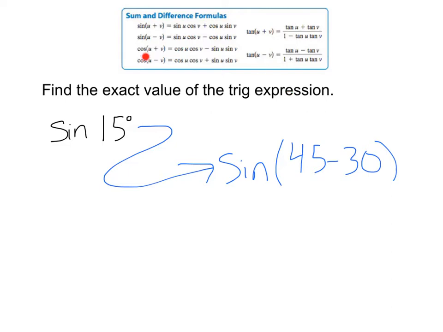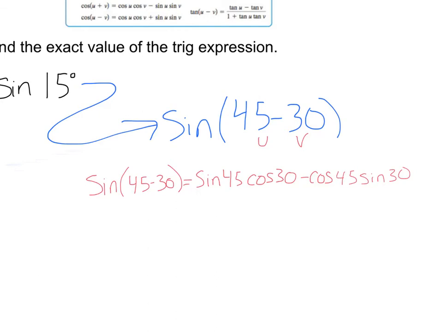Now let's go ahead and apply our sum and difference formula. Because we have sine 45 minus 30, we want to look for sine of u minus v. Here we have sine u minus v, so we're going to use this one right here. If we do that, we can see that u can represent 45 and v can represent 30. Plugging that into the identity, we'll get sine 45 cosine 30 minus cosine 45 sine 30.